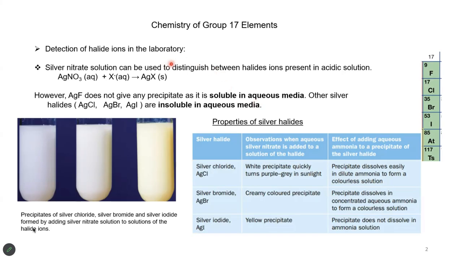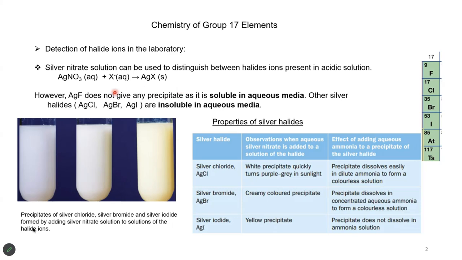Well, we are talking about halides. That means halogen ions. We can detect these ions in the laboratory, distinguishing which one is chloride ion, bromide ion, or iodide ion.